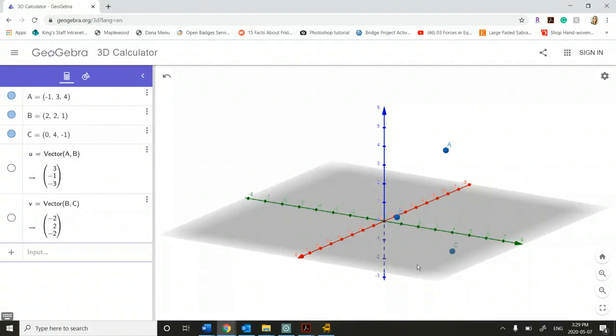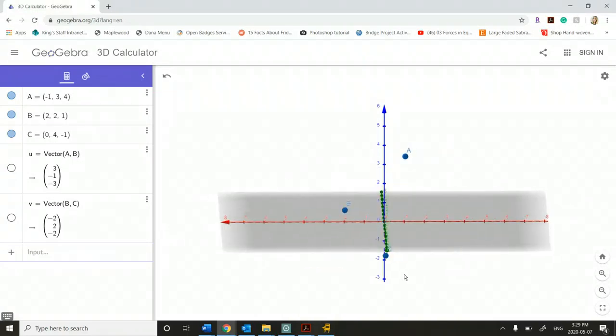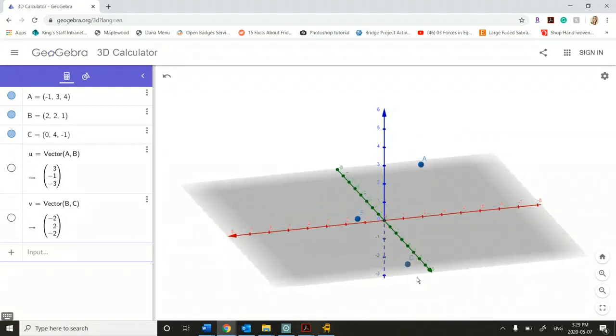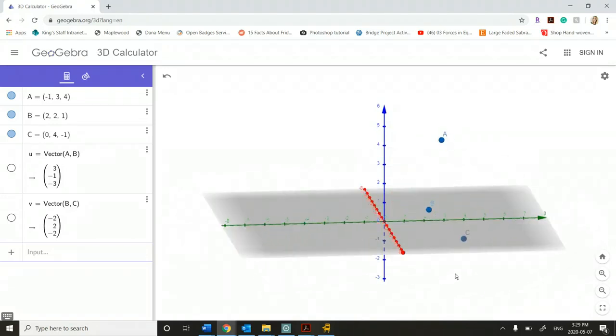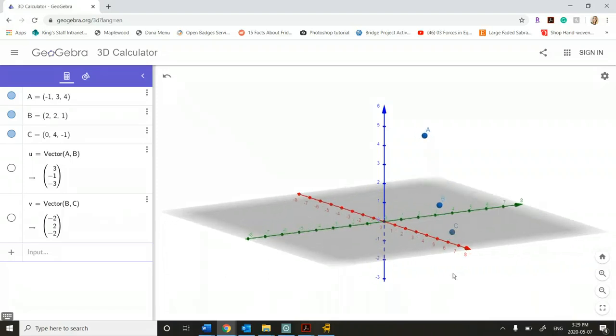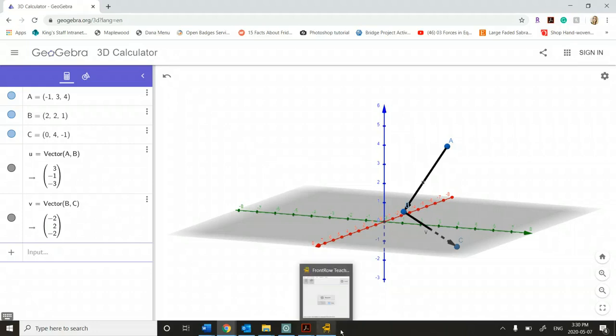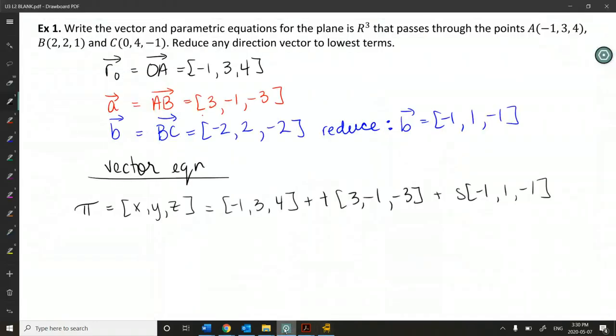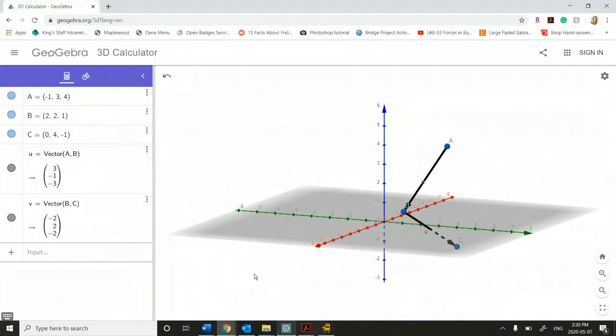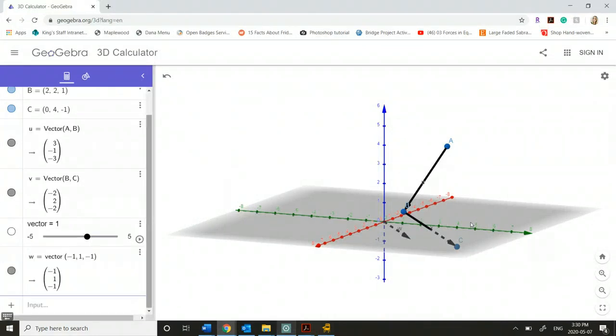All right, so here on GeoGebra, I have taken a second to graph our points A, B, and C. So you can imagine that if I were to rest a surface on these 3 points, these 3 points are defining a plane. And what we just found are vectors AB, which connects A to B, and vector BC. We also reduced that vector to -1, 1, -1. So I'll show you what that looks like.